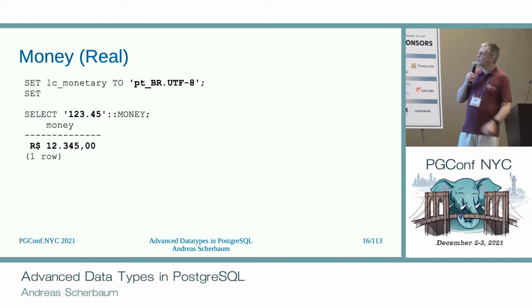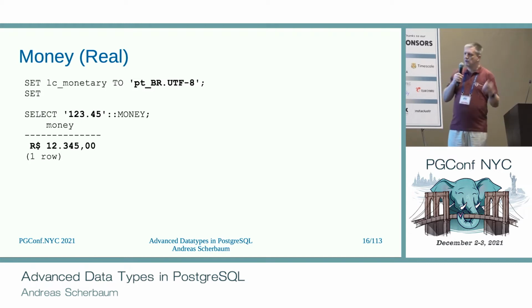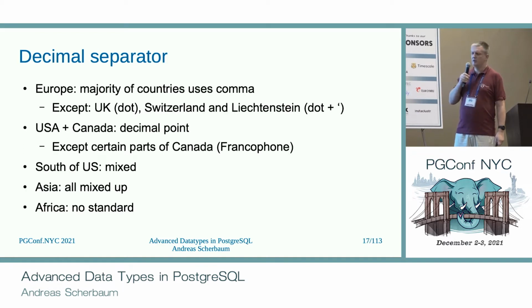Another example, Brazilian real. Again, if I use dots here, I end up with 12,000 real. It's really not what I wanted to have. So how can you know which one you have to use, dots or commas? You don't. It depends really on which country you are.